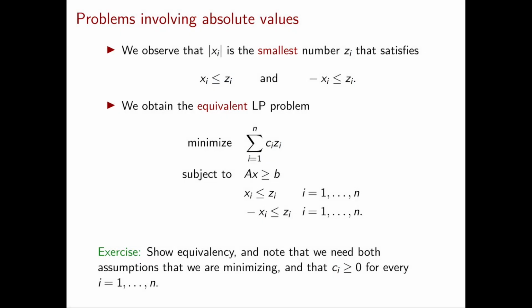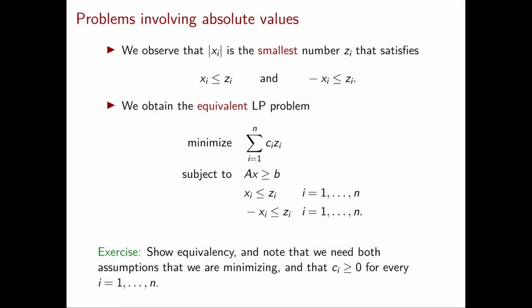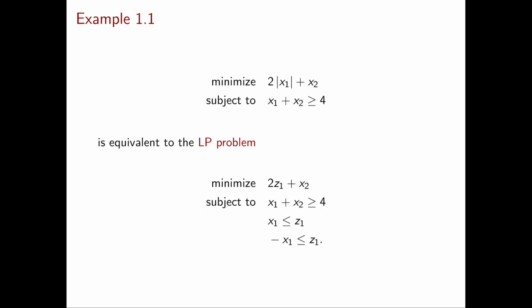Once again, you should show that the linear programming problem that we have obtained is indeed equivalent to the one we started from. In proving this, you will realize that the assumption that all the c_i's are greater than or equal to 0 is fundamental for this equivalency to hold. Let's see an example.